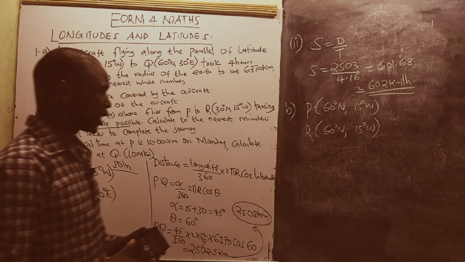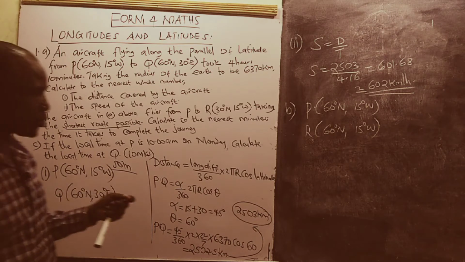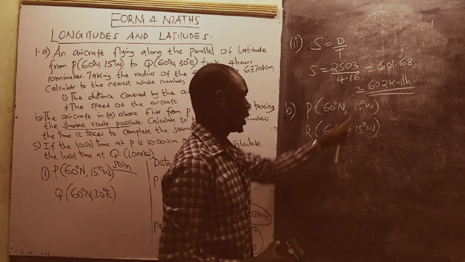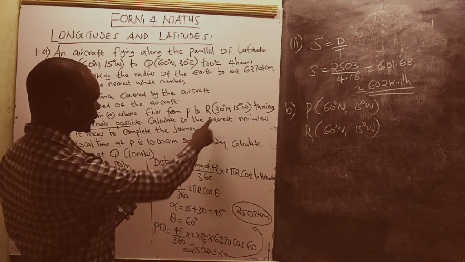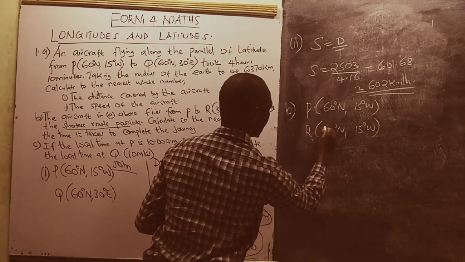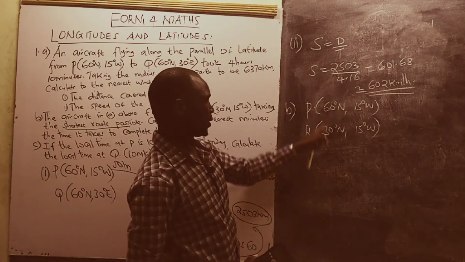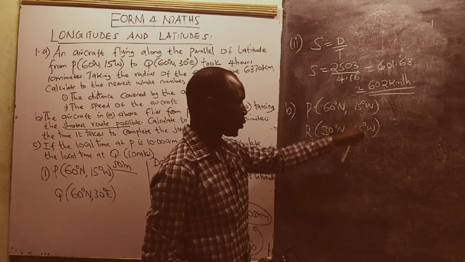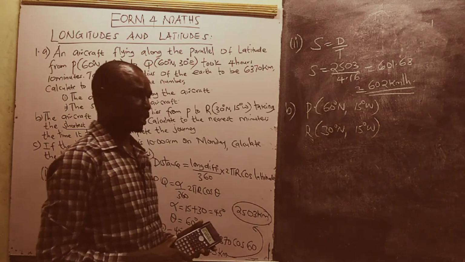It is very clear that P and R lie on a great circle. How do you know that two points are on a great circle? No, I'm sorry. R is 30 degrees north, 15 degrees west. This is 30 degrees. So you realize that the only difference we have is on the latitudes, but they share the longitude. If 2 points are sharing the longitude, that is an indication that they are on a great circle.